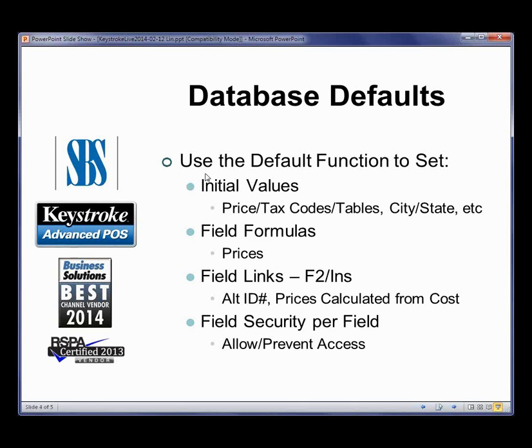You use these default functions to set initial values. When you add items, what do you want in those fields 90% of the time? Helps save you a bunch of typing. You could put in formulas primarily for your prices. You can put in field links, so your prices are calculated from your cost. An example on the inventory is your alt ID number comes from your stock number. And you can change the field security.